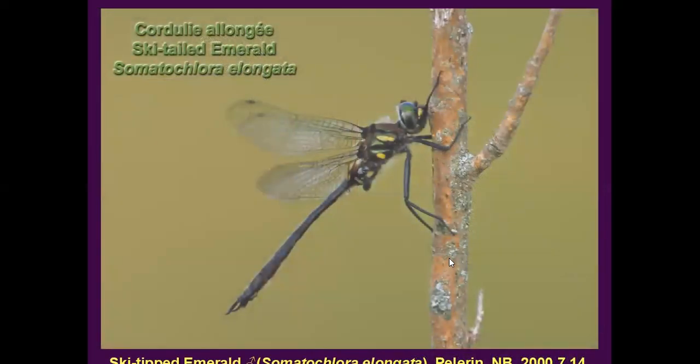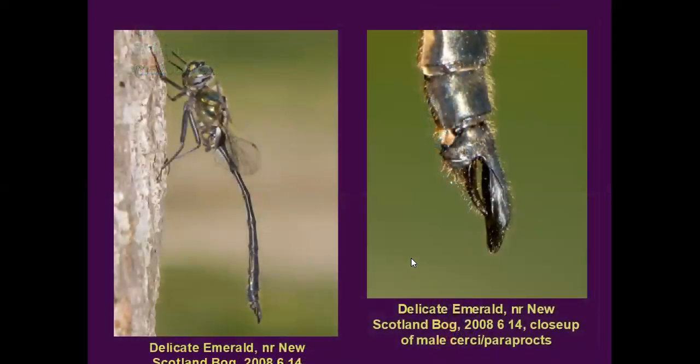And then the striped emeralds, you'll see a lot of different striped emeralds up in the Miramichi. And a really great site we found was Wayerton Road, not too far from Sunny Corner. Every one of these emeralds that you see from now on are found along the Wayerton Road in the spring or into midsummer. So the delicate emerald and the Kennedy's emerald.